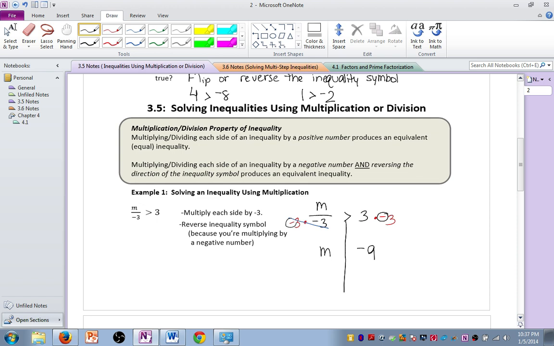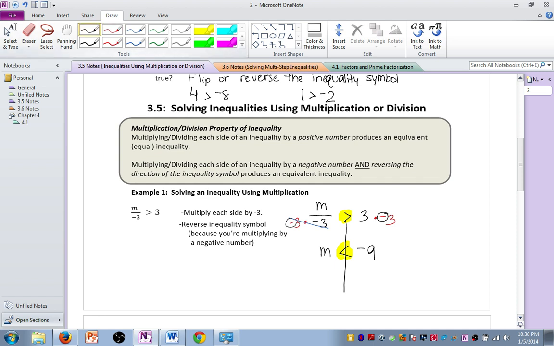We multiplied by a negative number. And when you multiply by a negative number in an inequality, you have to reverse your inequality symbol. So when I rewrite it, I'm going to reverse it. So this is now my inequality symbol. And that now tells us that m is less than -9.